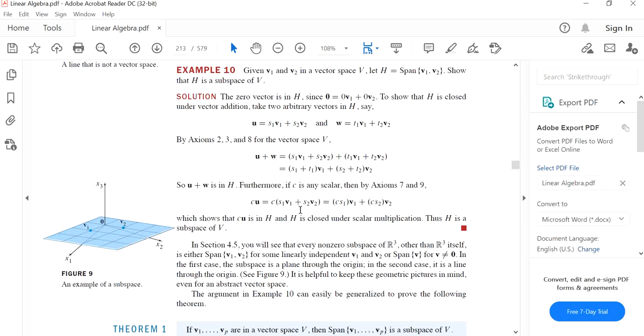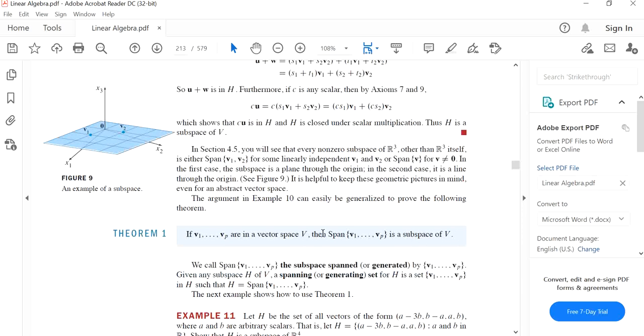If we had not done that, rather we had taken some coefficients like s1 to sp and t1 to tp, then again similarly we could have taken s1 and t1 common, s2 and t2 common, and up till sp and tp common. And finally multiplying with some scalar would be equivalent to giving cs1, cs2 and so on up till csp, and that would have also lain in the same plane, and hence we would have proved that H is closed under scalar multiplication and addition. Also the zero vector is in there, so this would have been a subspace of V.